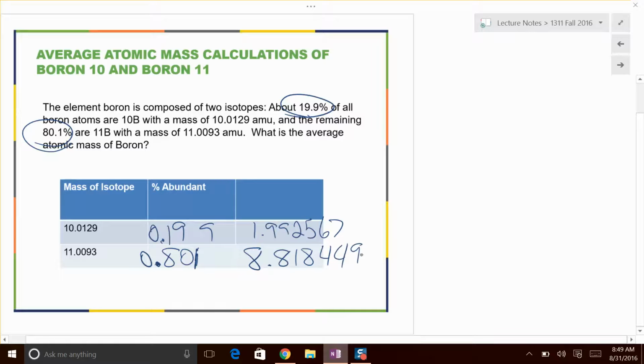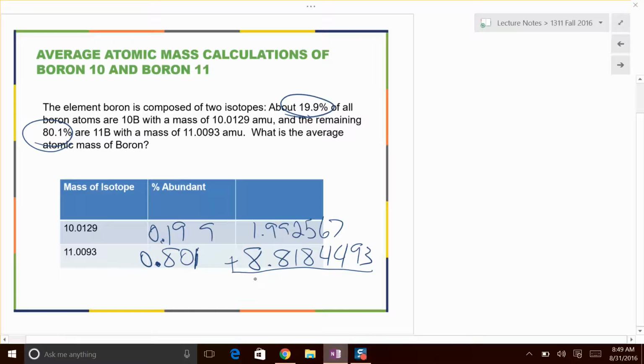8.8184493. Okay. Now, how do I finish this? We're going to take off the numbers, right? We will, but I want to keep everything as much as I can until we get to the last answer. Then we can round. Okay? How do I want to finish this? I'm going to add these two numbers together, and they're going to give me the average atomic mass. So what is the average atomic mass here?